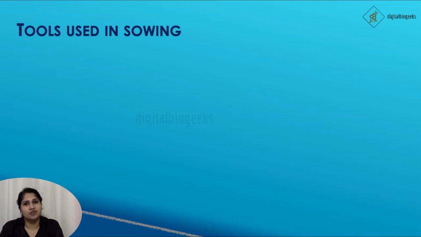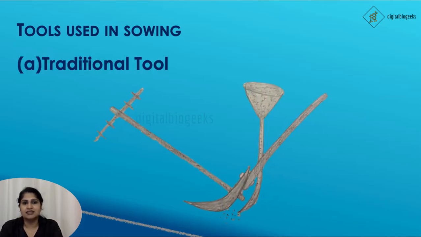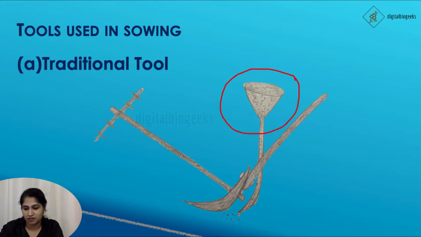Tools used in sowing. Let's see one traditional tool used in sowing. This is a traditional tool which was used by the farmers earlier. It has a funnel-shaped part in which the seeds are placed. The seeds are passed down through one or two narrow pipes. These narrow pipes have sharp edges. This sharp edge pierces the soil and places the seed into it. This is attached to a beam which is placed on the bull's neck.